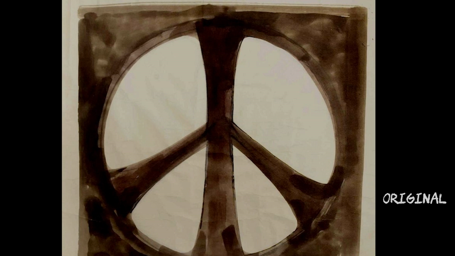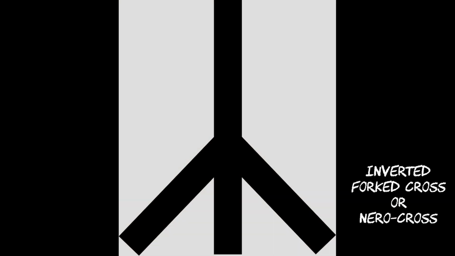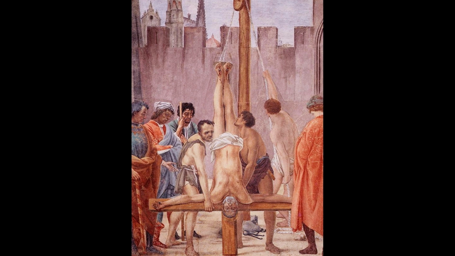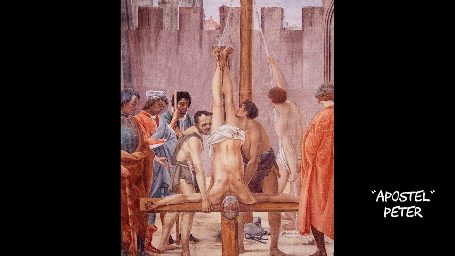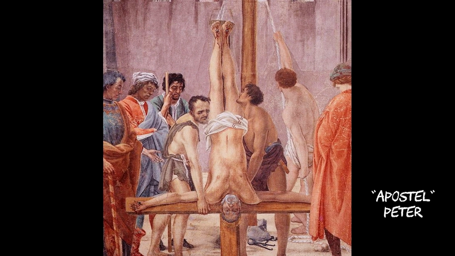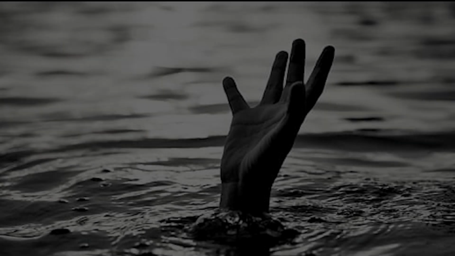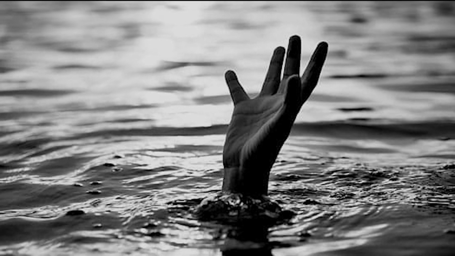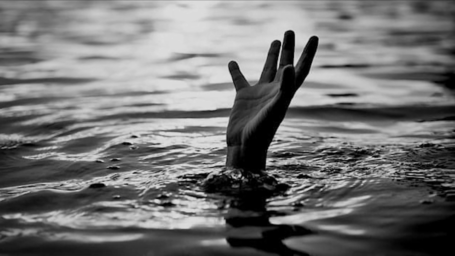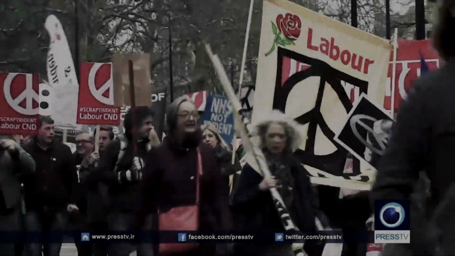Another example is the inverted forked cross, which is also known as the Neocross. Supposedly, the Apostle Peter was crucified with his head down on such a Neocross. As you can see, these symbols have been linked to death throughout history and have imprinted themselves in the collective consciousness of mankind. So how is one to counter this false peace symbol?